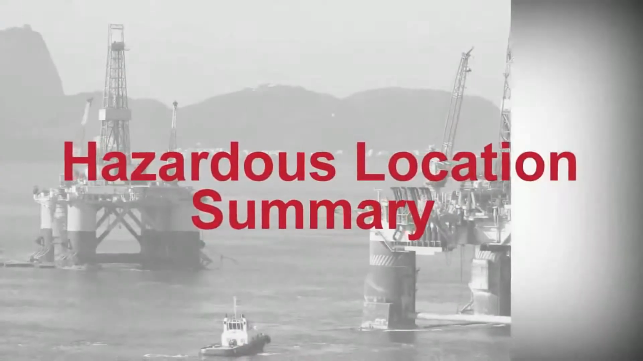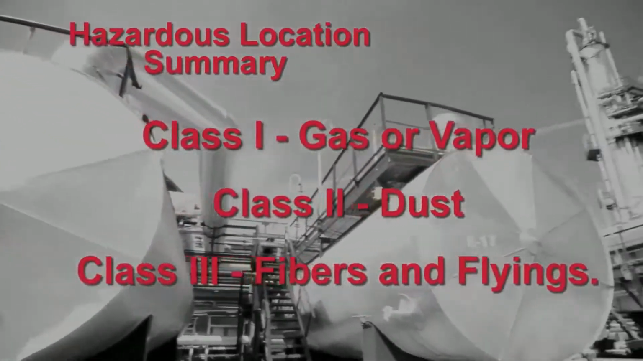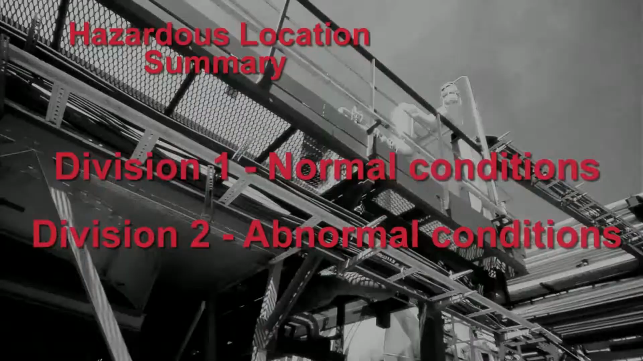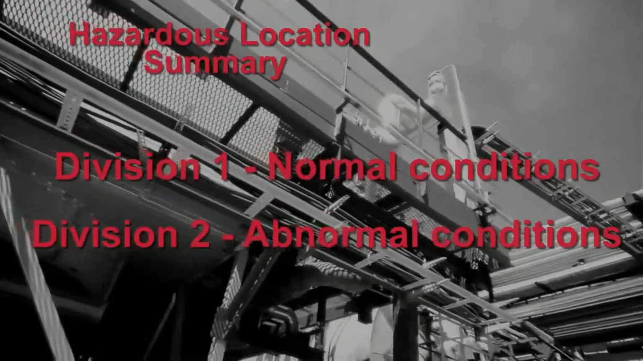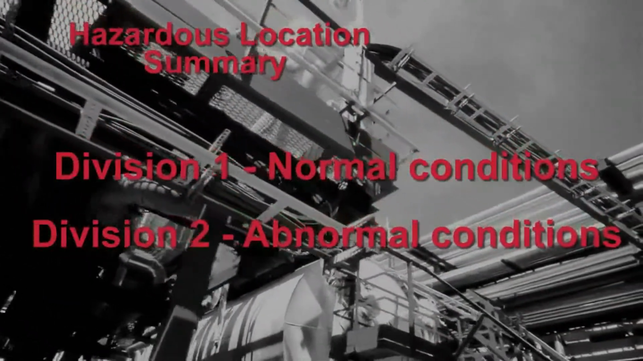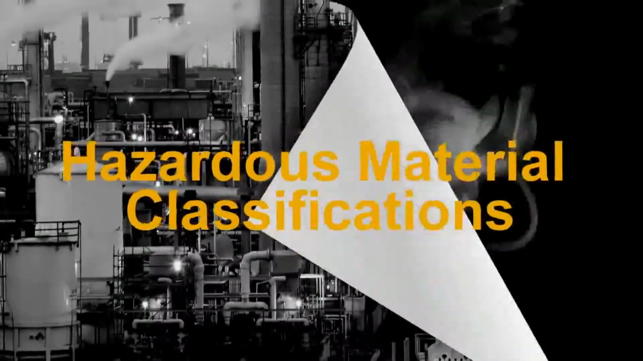So far we've covered the three types of hazardous locations: Class 1, gas or vapors, Class 2, dust, and Class 3, fibers and flyings. And secondly, two types of conditions: Division 1, normal conditions, and Division 2, abnormal conditions. Now let's move on to discuss the nature of hazardous substances.